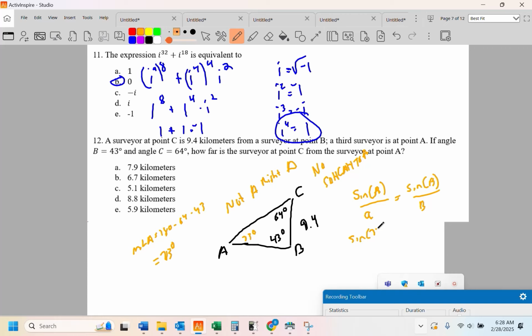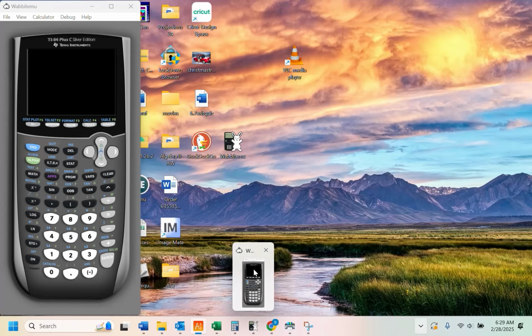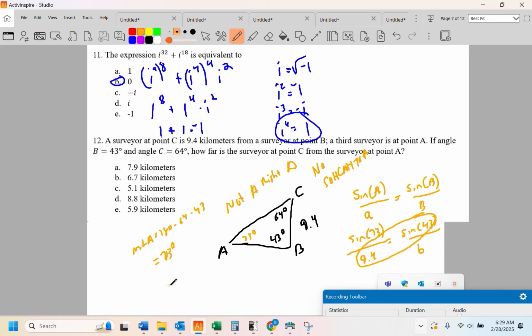The sine of 73, and this is also a geometry standard, is to 9.4 as the sine of 43 would be to little b, side B. And then we do some cross multiplication. Oops, I did not mean to do that. 9.4 sine of 43 is equal to b sine of 73. We just divide both sides by the sine of 73.